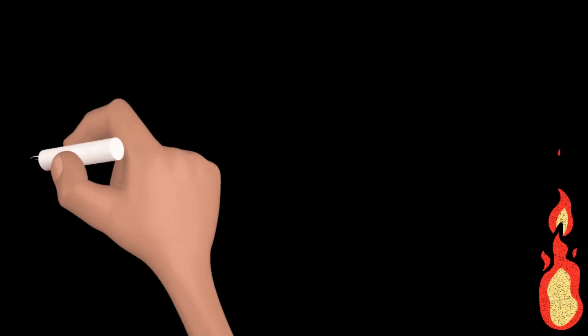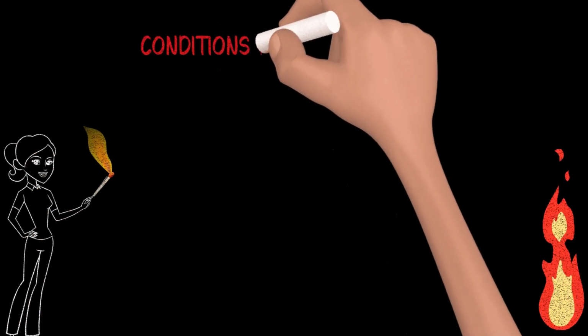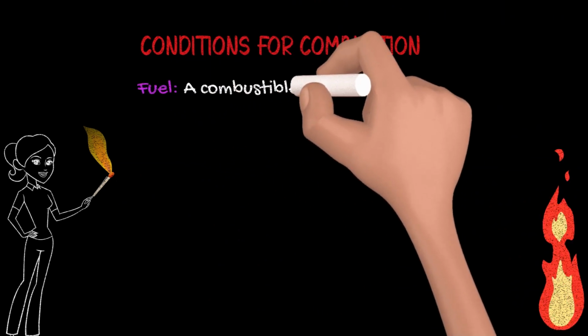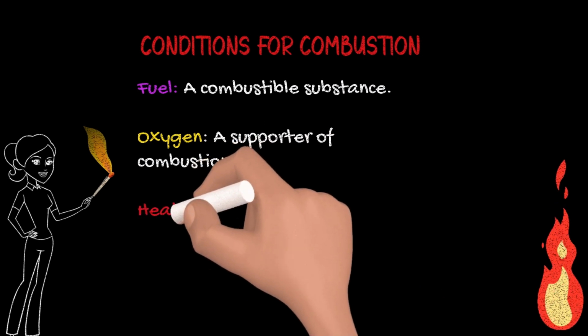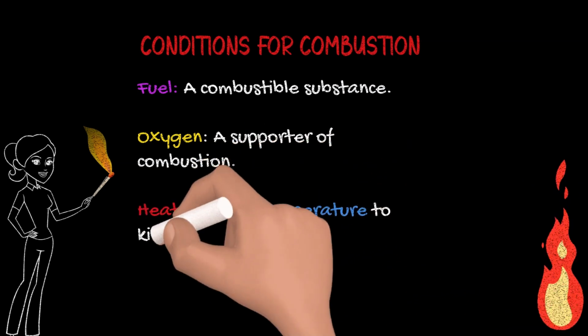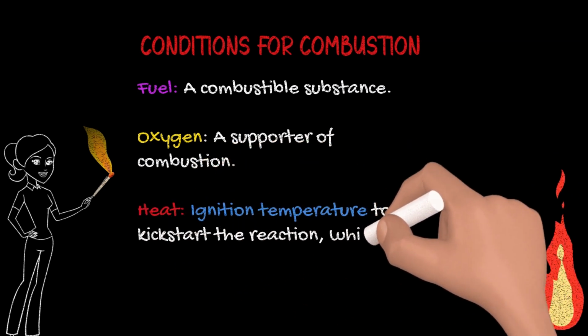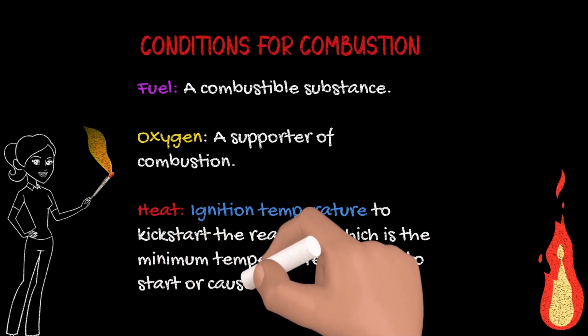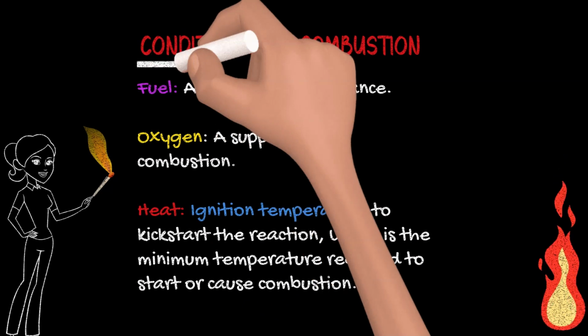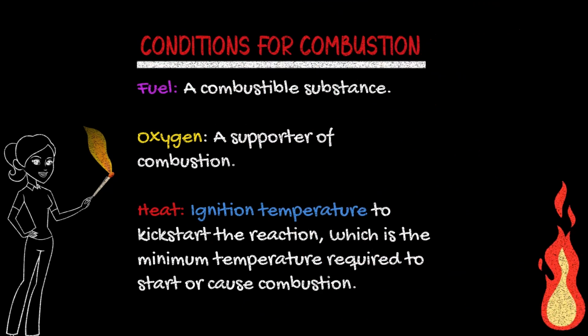So, the conditions for a combustion to take place are: fuel, something to burn, that can be wood, paper, gasoline, etc. Oxygen, a supporter of combustion. Air is enough for that. Heat, ignition temperature to kickstart the reaction, which is the minimum temperature required to start or cause combustion.